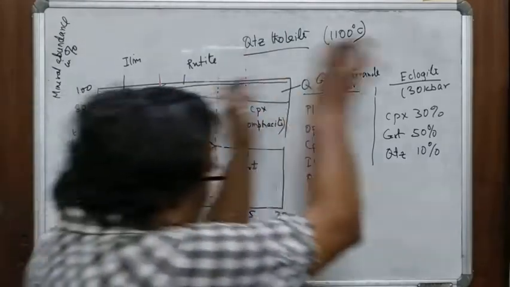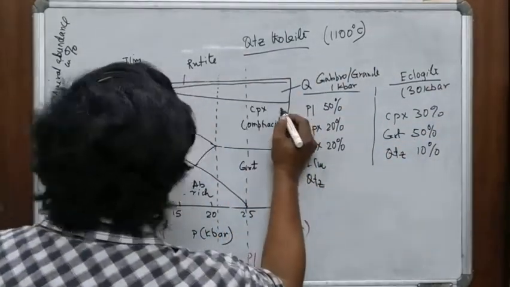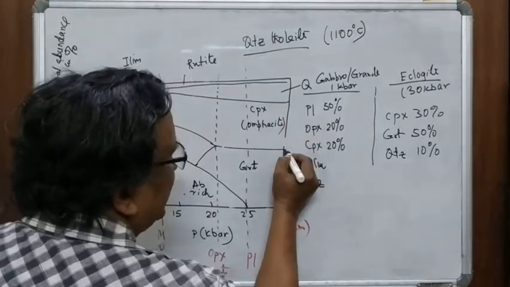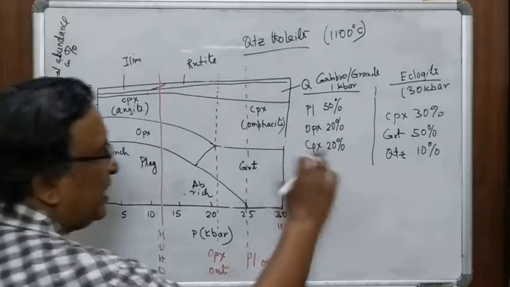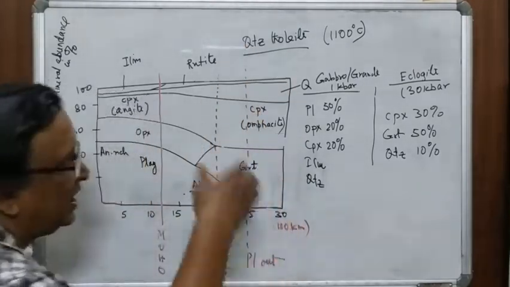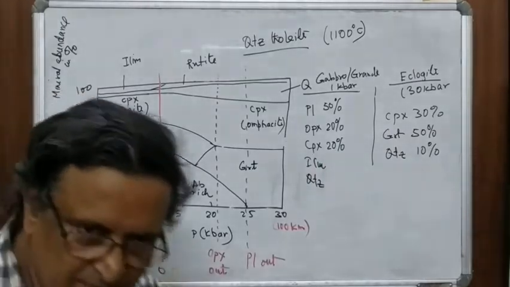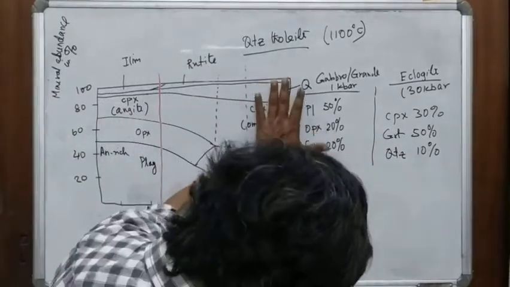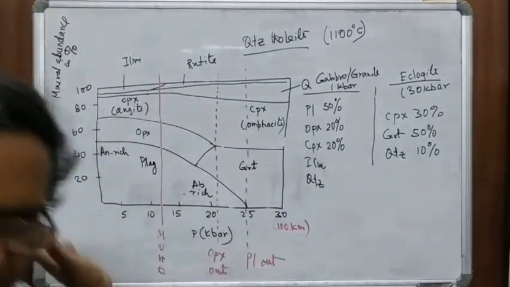And if you go to the other extreme here, you will see that clinopyroxene is roughly about 30-35%. Garnet is 50% roughly here, and quartz is 10%. So it's roughly 90%. This is garnet, clinopyroxene, quartz. So this is the eclogite facies assemblage. This is the gabbro-granulite facies assemblage.